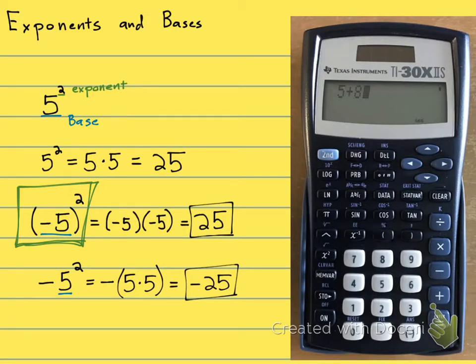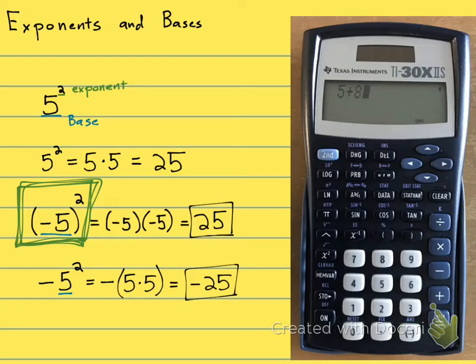Okay, so if you want to put this in the calculator, this -5 squared with the parentheses, you'd have to hit open parenthesis, -5, close parenthesis, and then square equals. Okay, and you'll see that you get a +25.